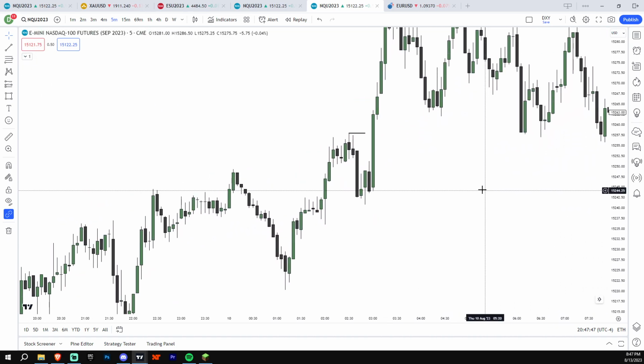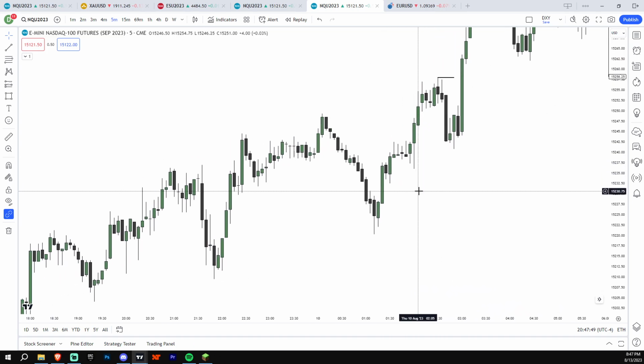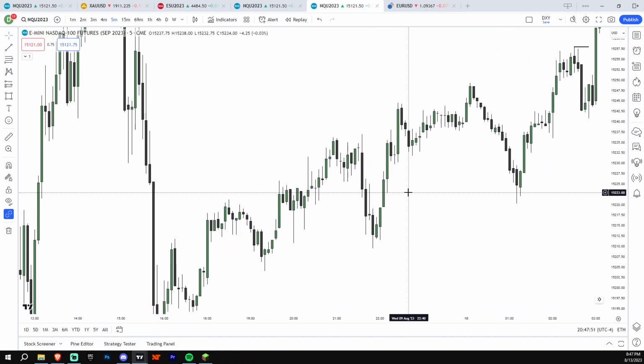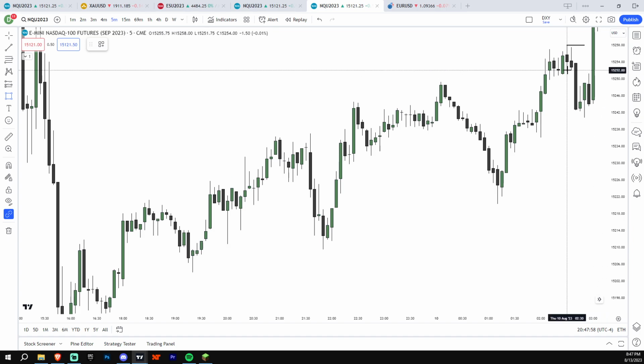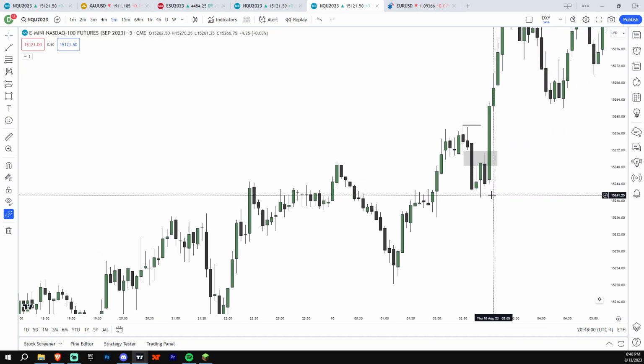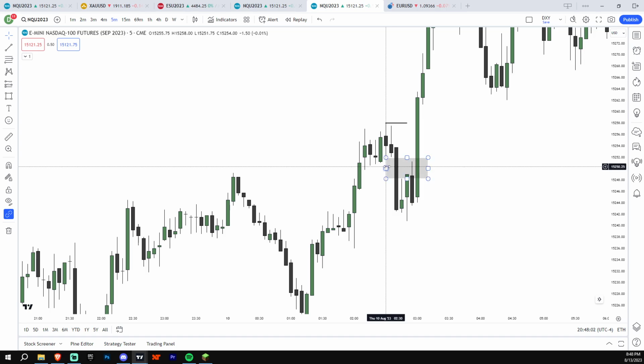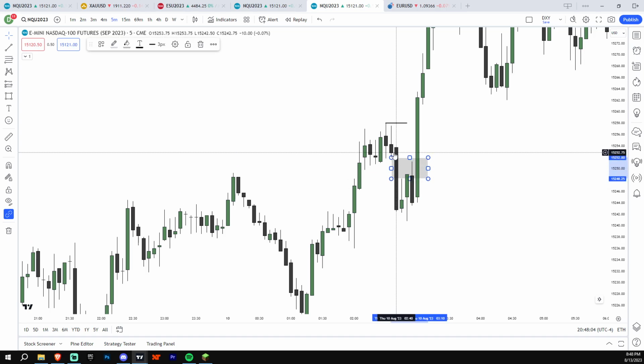Okay, let's say right here, for example, do you see how big, or actually no, I'll just use this example again. Do you see how we know that no retail trader is making a candle like this? They have to have a lot of money to make a candle like this.